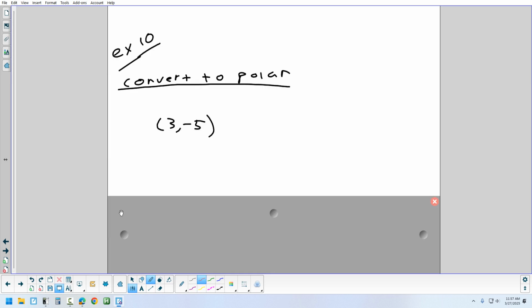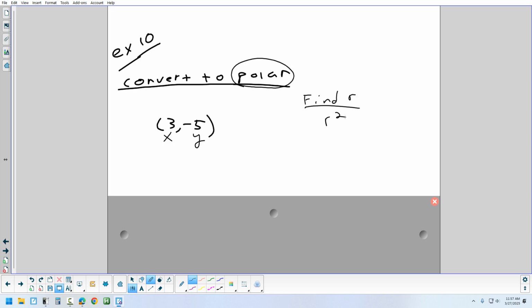3, -5. Okay. What letter is the 3? X. That's x. Right? You don't have polar. You're trying to get polar. So they're giving you an x and a y. Let's do the r first. What's my formula to find r? Pythagorean theorem. And how would you set it up? R squared equals x squared plus y squared.